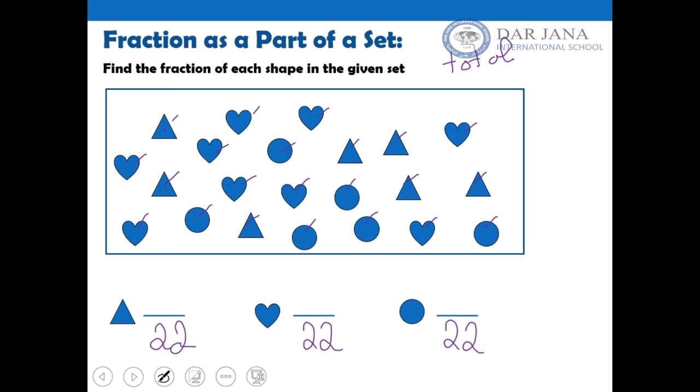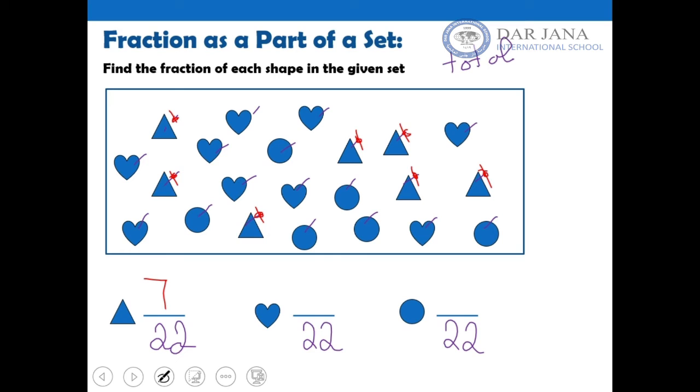So the denominator does not change, because the total will always be 22. Now, for the triangles, I need to count how many triangles I have. I have 1, 2, 3, 4, 5, 6, 7. I guess 7, but you need to be very careful. Let's try it again: 1, 2, 3, 4, 5, 6, 7. I have only 7 triangles. So the fraction of the triangles will be 7 out of 22.